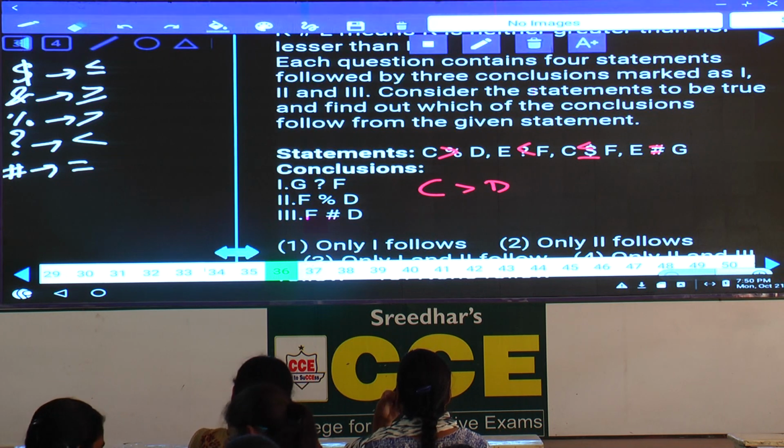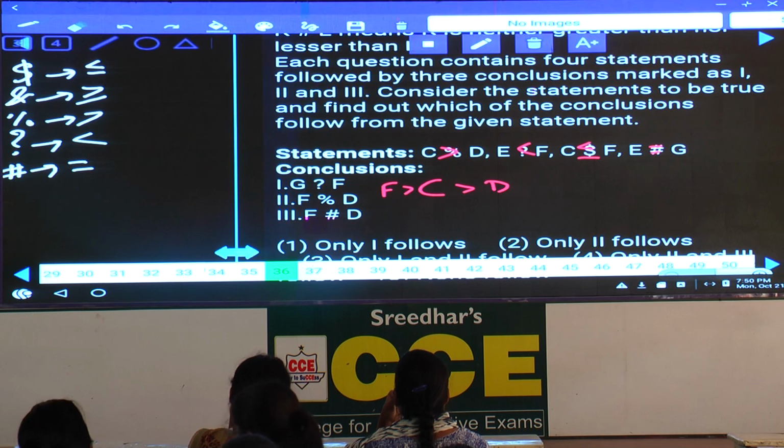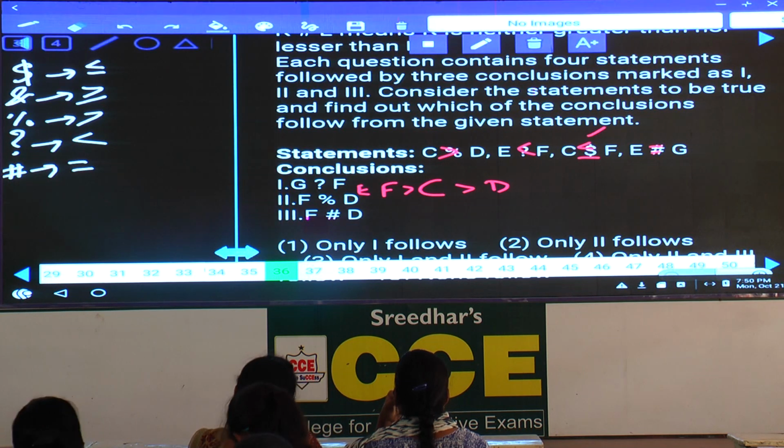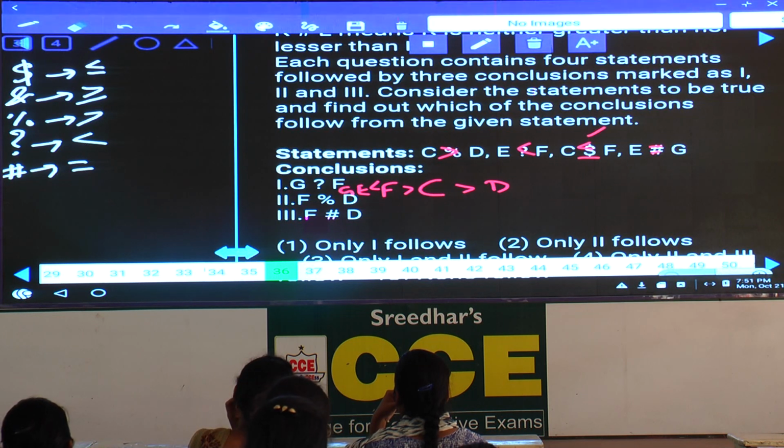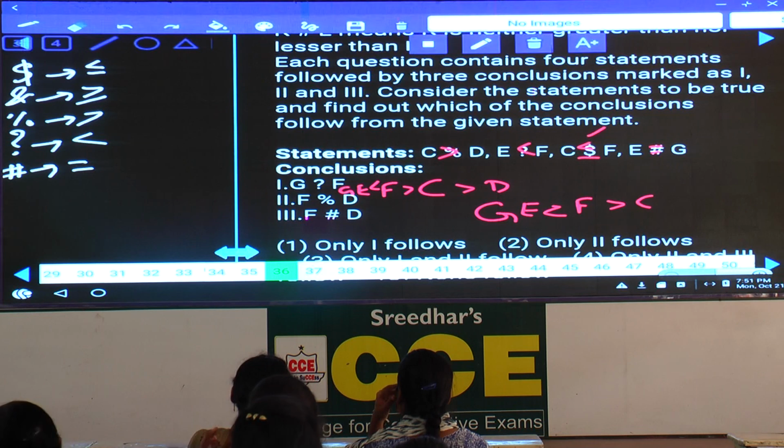Then how to write this one? C greater than D. C dollar F means C lesser than or equal to F, that is F greater than C, isn't it? Then next one, E lesser than F. So E lesser than F greater than C, and C greater than D. And E equals to G. As the final statement is G equals to E, G and E are one and the same, and lesser than F. F greater than C greater than D.